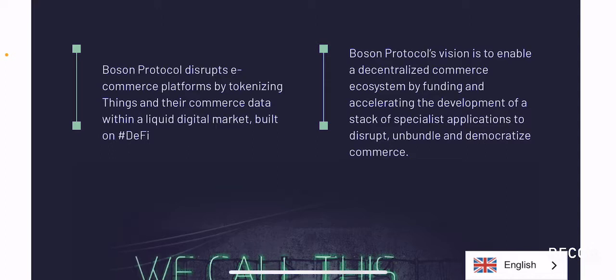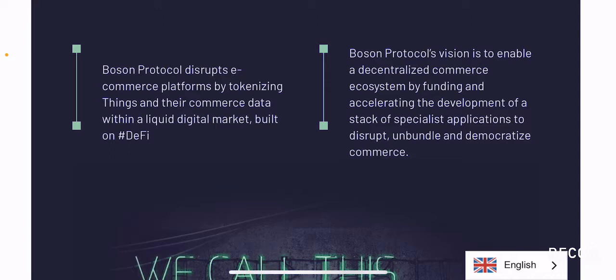So you can tokenize, for example, your groceries, right, which you select from shops. You can tokenize your groceries into a particular NFT based token, which is an ERC721 based token, or some other specific token on Boson protocol, right? And their commerce data within the liquid digital market built on DeFi. So not only can you tokenize your real life assets, which are highly specific to you, let's say you may have a grocery bag with milk, frozen pizza, fruits and vegetables and so on and so forth.